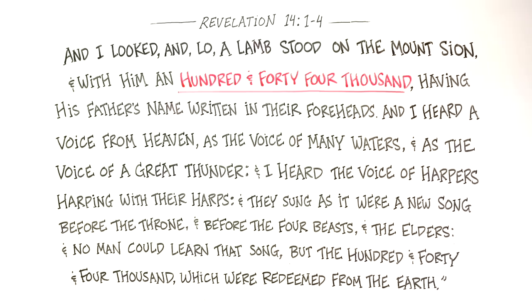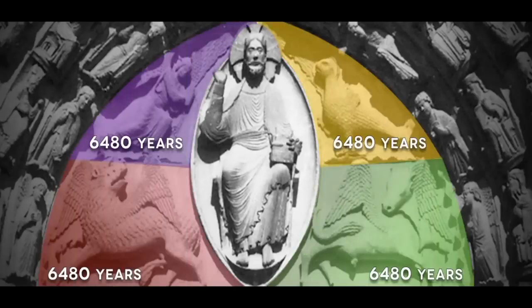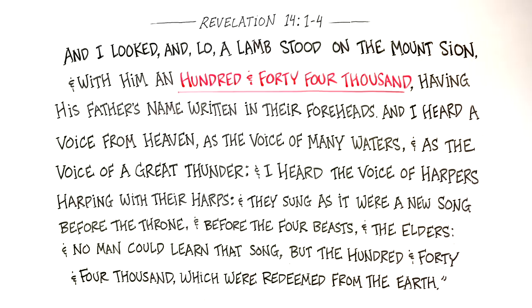"And I heard a voice from heaven as the voice of many waters and as the voice of a great thunder. And I heard the voice of harpers harping with their harps. And they sung, as it were, a new song before the throne and before the four beasts." What are the four beasts? The bull, the lion, the eagle, and the man. That divides the cosmic wheel into periods of 6,480 years, which I certainly should add, because that's an important number. So there's a veiled reference to that cycle of time, 6,480. "And no man could learn that song but the 144,000 which were redeemed from the earth."